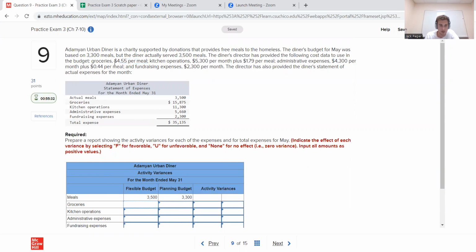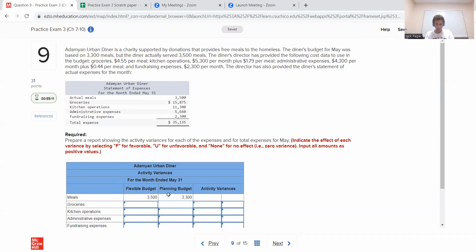So for the groceries, we would do 4.55 times 3,500, and we'd put that there. Then for the planning budget, we would do the meals, 3,300, times 4.55. And then activity variance is the difference between the flexible budget and the planning budget.